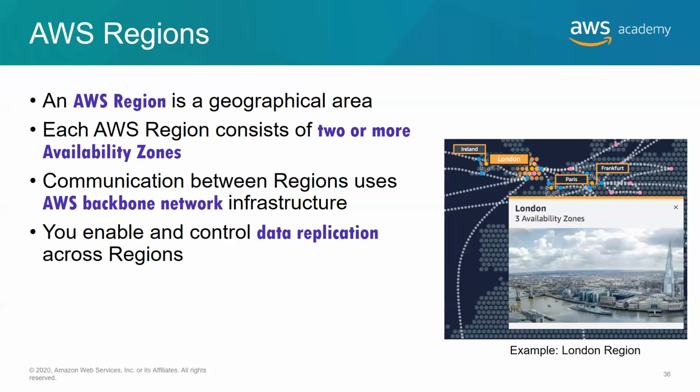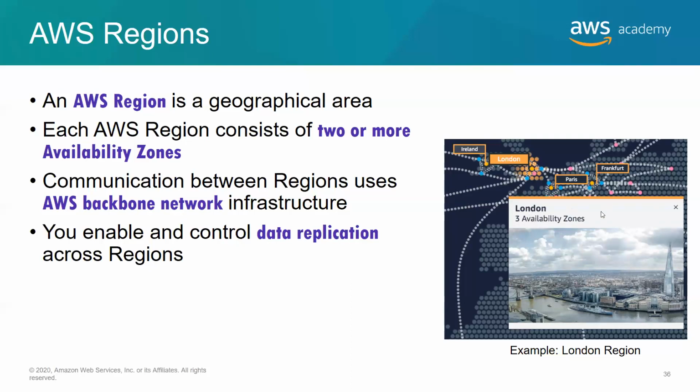Region. What is a region? A region is a geographical area, right? Each AWS region consists of two or more availability zones. Communication between regions uses the AWS backbone network infrastructure, right? We are going to use the AWS backbone infrastructure here, which enables you to control your data replication across regions.